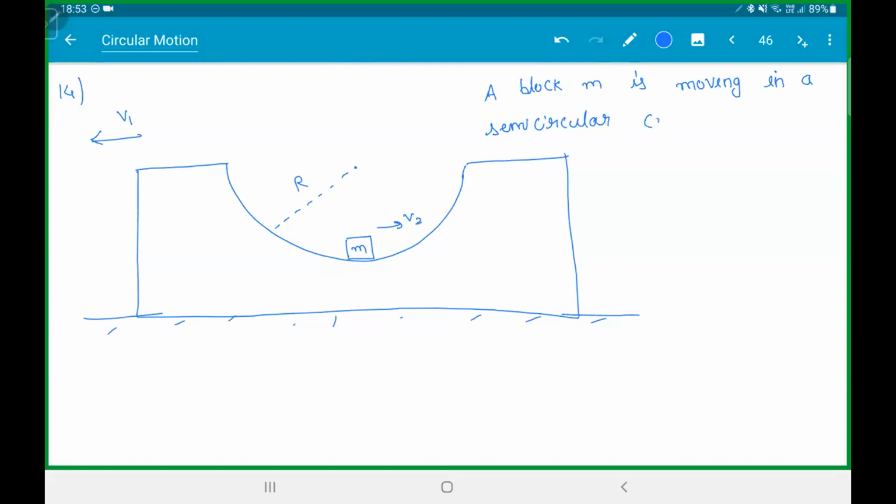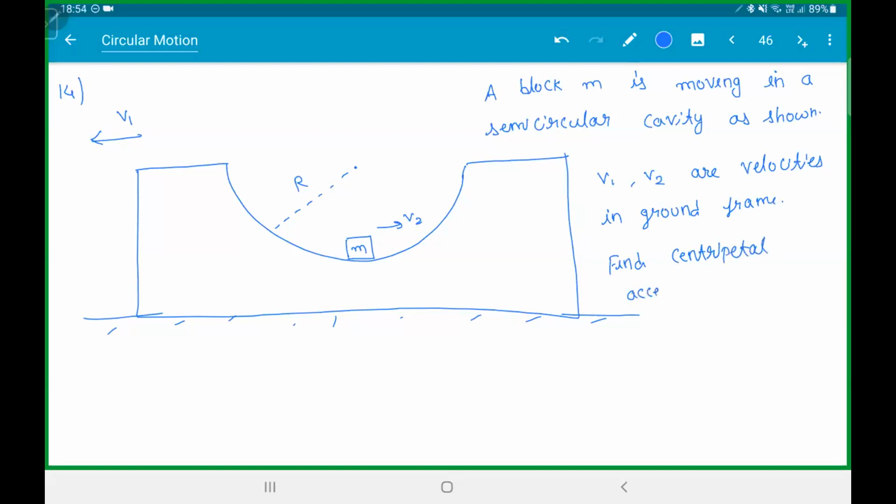Semicircular cavity, as shown. V1, V2 are velocities in the ground frame. So V1 is the velocity of the wedge in the ground frame. V2 is the velocity of the block in the ground frame. Constant. Find the centripetal acceleration and the normal reaction of the block at this instant, at the lowest position in the cavity.